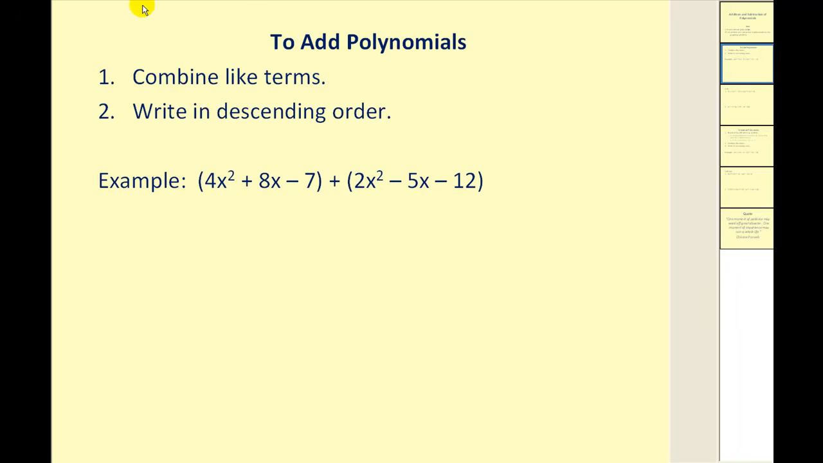Let's start by identifying our like terms. Here's an x squared term, and here's an x squared term. Here's an x term, and here's an x term. And then we have two constants. Remember to combine our like terms.